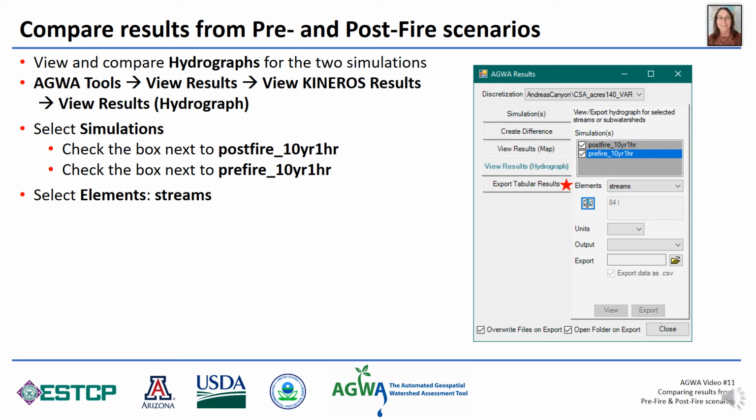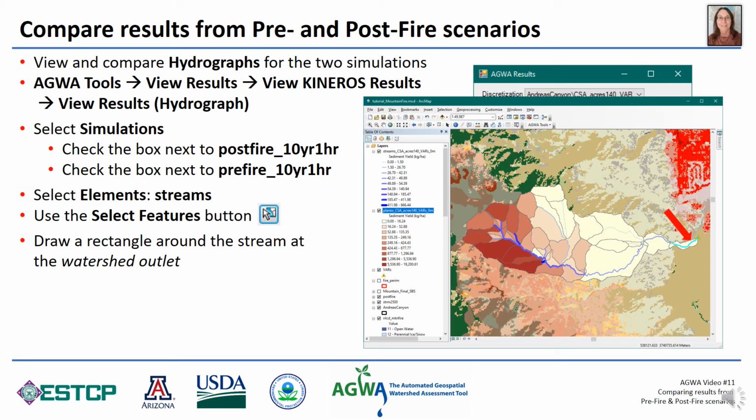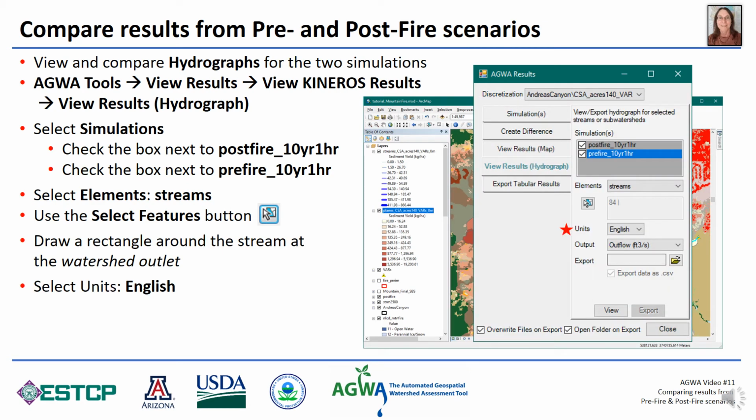Select Streams for the elements, and use the Select Features button again to draw a rectangle around the stream reach at the watershed outlet. This is the road culvert VAR. Select English for the units. Select the output as outflow feet cubed per second, and then click View.